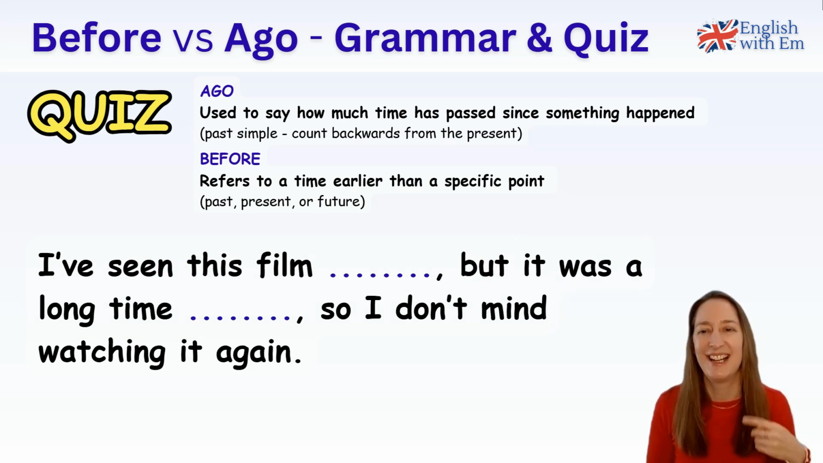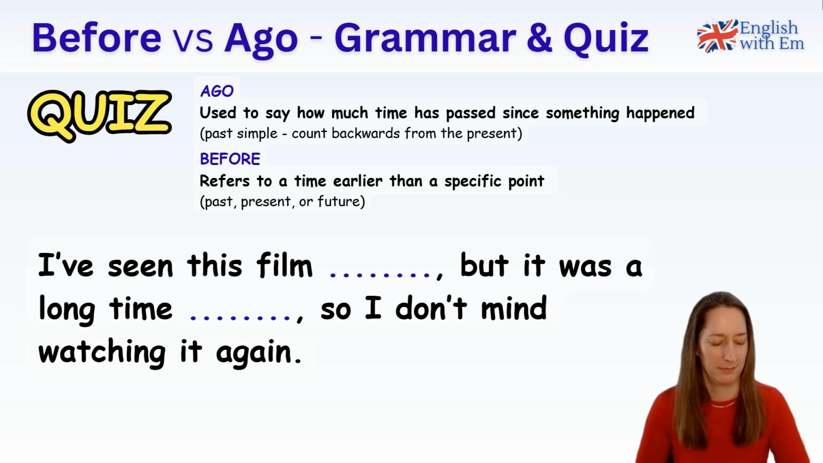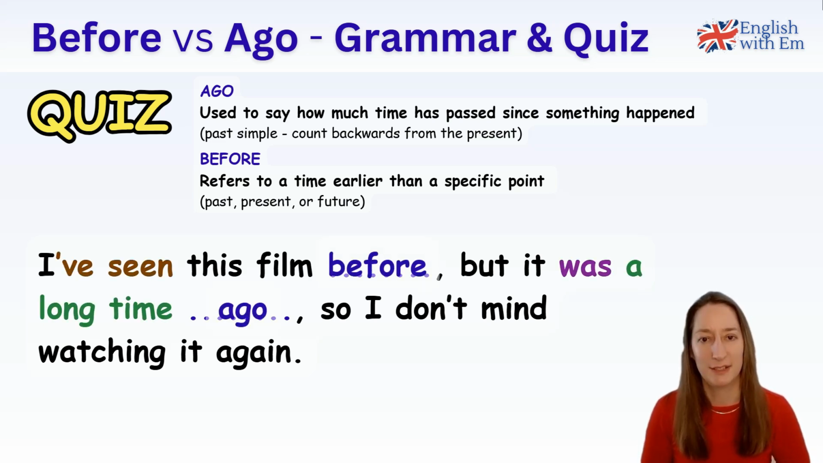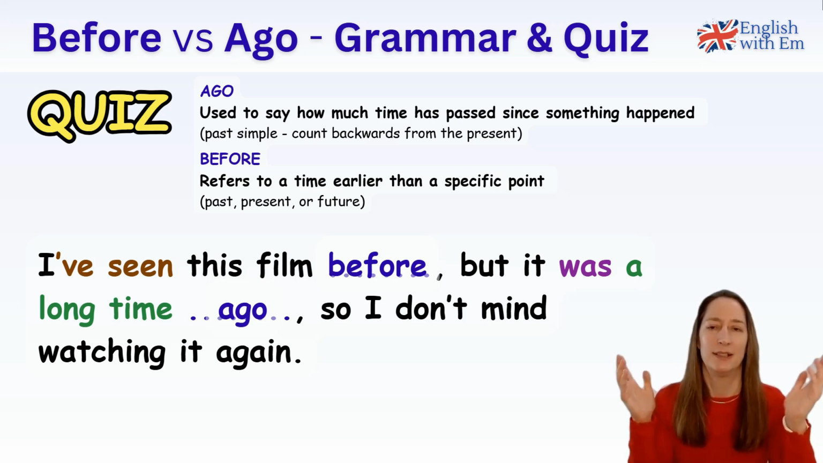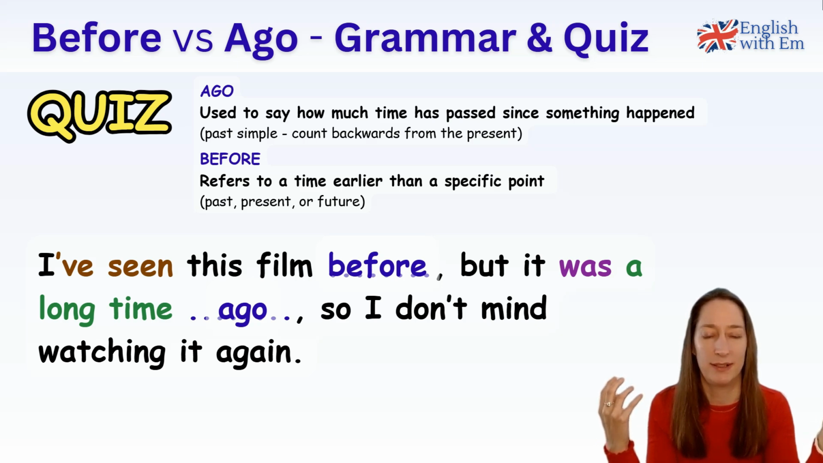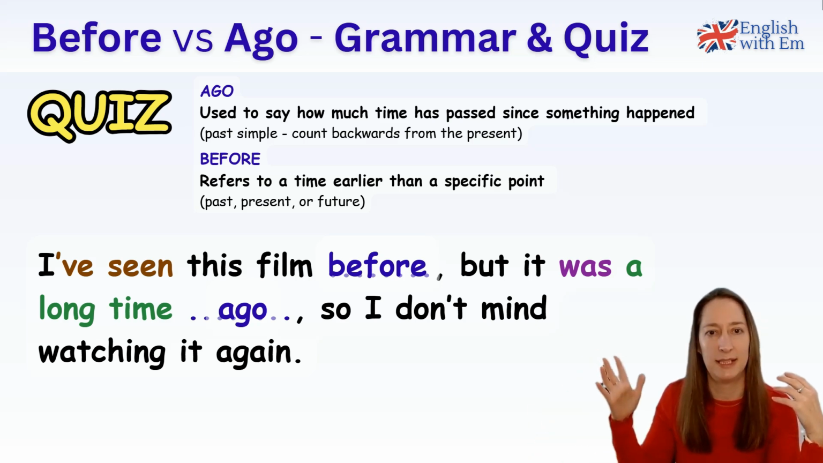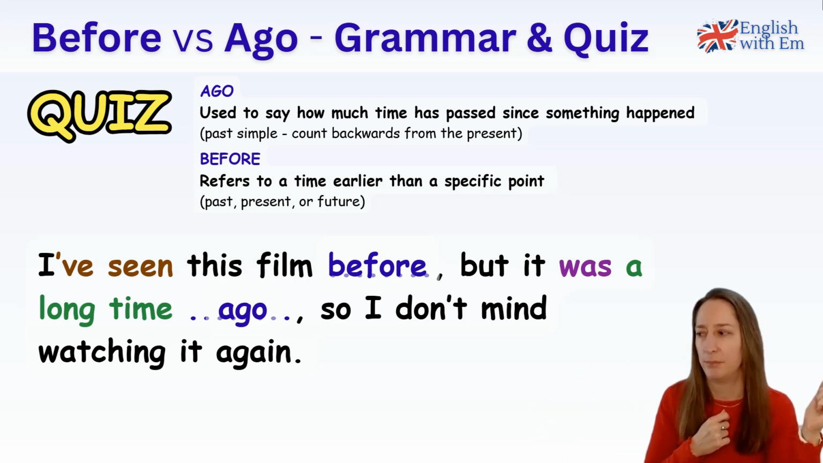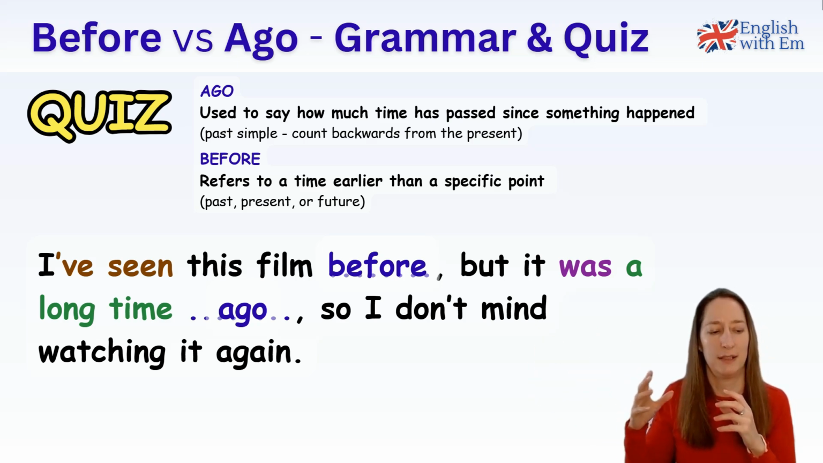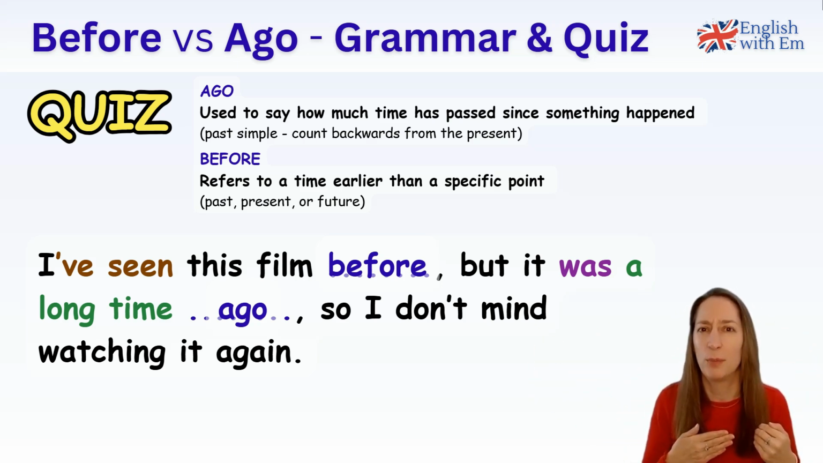Last one. I've seen this film, but it was a long time, so I don't mind watching it again. I've seen this film before, but it was a long time ago, so I don't mind watching it again. So we're using before to refer to any point earlier than now. We're using it with the present perfect tense, I've seen. And it was a long time ago, past simple, it was. And a long time ago, a long period, counting back from now.